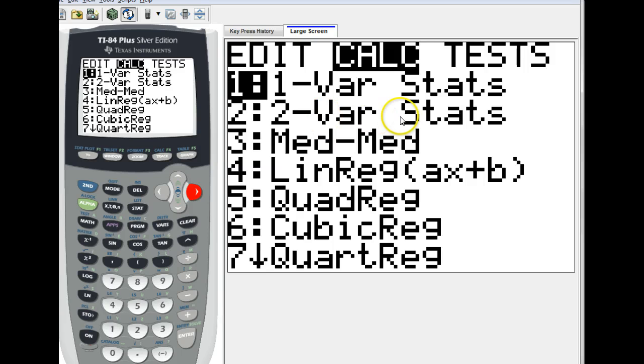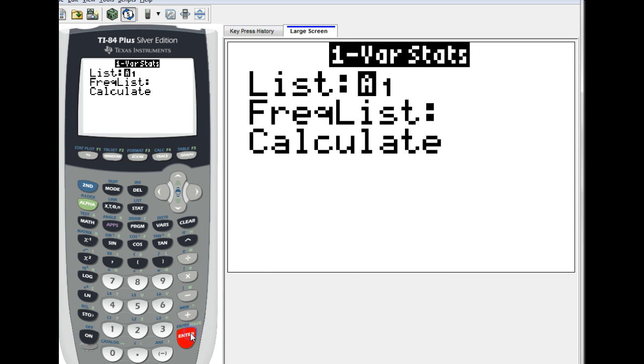We're never going to use 2-Var Stats. So go to 1-Var Stats. The data's in L1, but here's where we're going to use the frequency list. So you're going to hit 2nd, FreqList, and then you're going to go to L2 and calculate it.